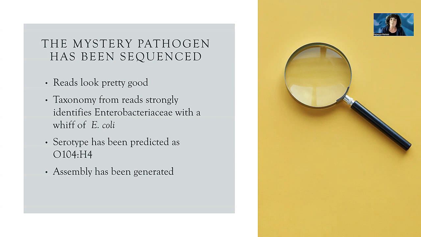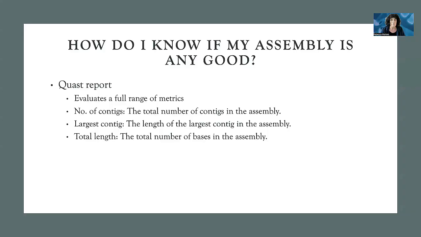We submitted the reads to a serotyping service for E. coli, and it came up with O104H4. So it's looking at the O antigen, and that was type 104, and then the H antigen, which is part of the flagella, and that was type 4. And then we generated the assembly. So here we go. We're ready to go.